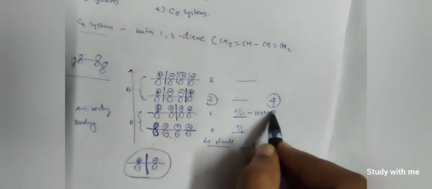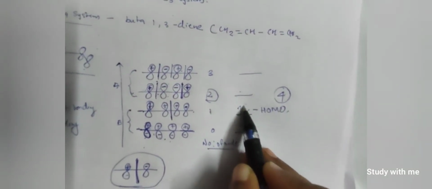This will be the HOMO. I have already said that HOMO is the highest occupied molecular orbital. The occupied means the electron occupation. So here the electrons are completed in the second one. So this will be the HOMO, and the LUMO, that is the lowest unoccupied molecular orbital, will be the third one, isn't it? So this will be the LUMO.